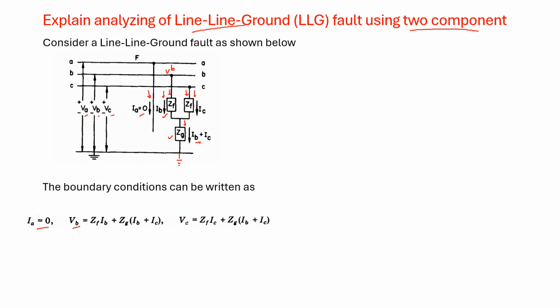In the same way, we can write VC also, the voltage of this phase with respect to ground. So it is also equal to the voltage drop across the fault impedance and the ground impedance. So it is sum of the voltage drops.